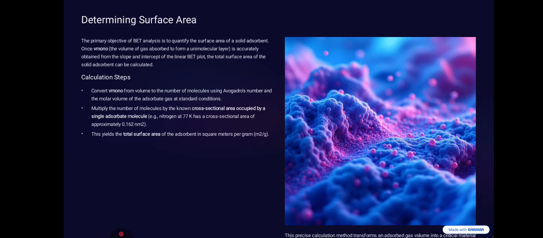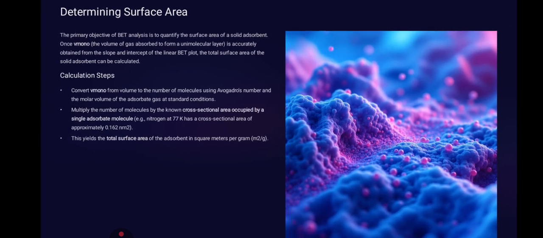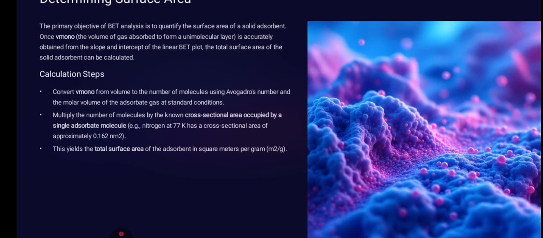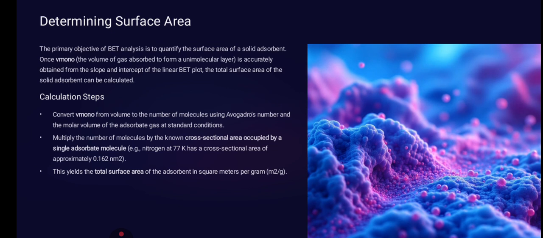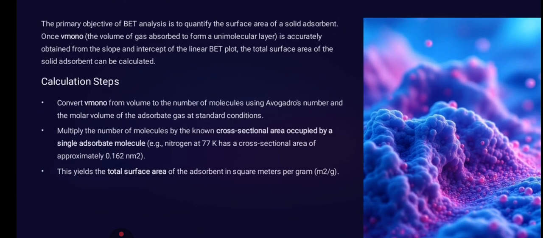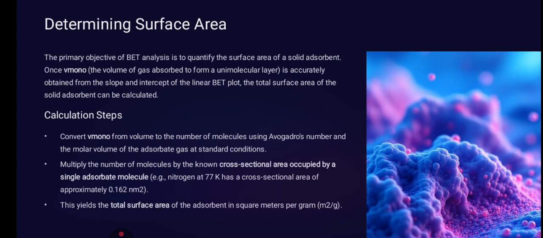Now we discuss determining surface area. The primary objective of BET analysis is to quantify the surface area of a solid adsorbent. Once V mono, the volume of gas adsorbed to form a unimolecular layer, is accurately obtained from the slope and intercept of the linear BET plot, the total surface area of the solid adsorbent can be calculated.